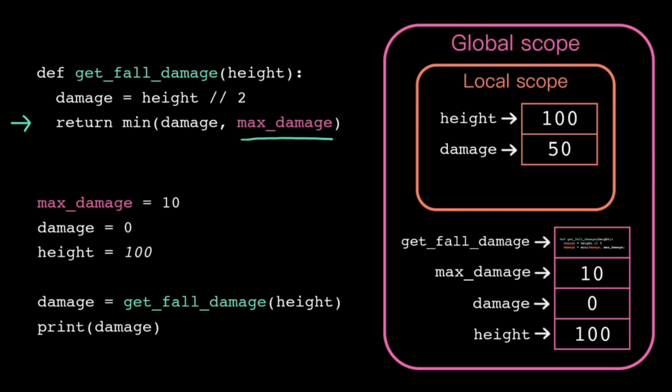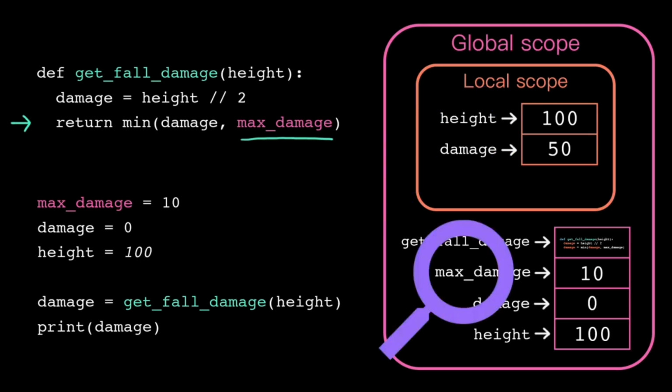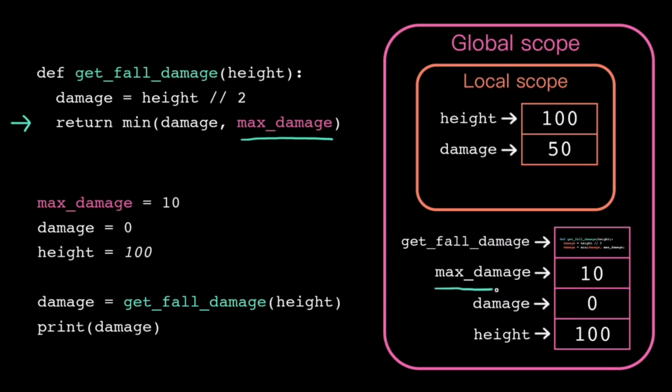Well, it turns out while we can't modify the value of a global variable from local scope, we can view the value. When the computer looks up a name, it starts its search in the closest scope. Here, it searches the local stack frame first for the name max damage. If it doesn't find it in memory there, it moves its search to the next closest enclosing scope. So now it'll try to look up max damage in global scope. And once it finds it, it uses that value. If it hadn't found it, it would raise a name error when it ran out of scopes to search.